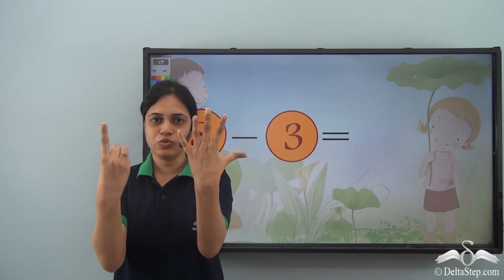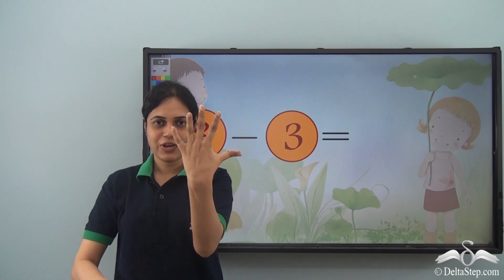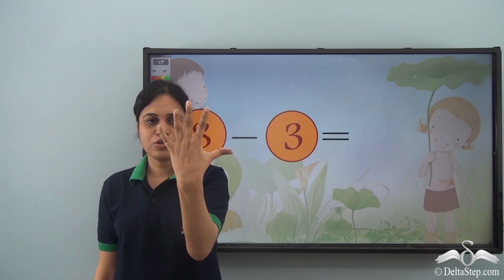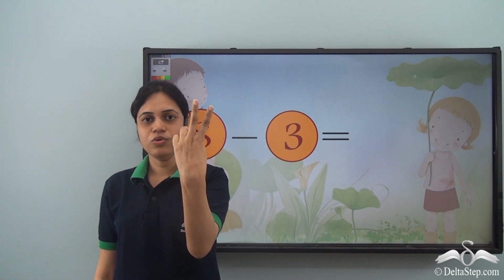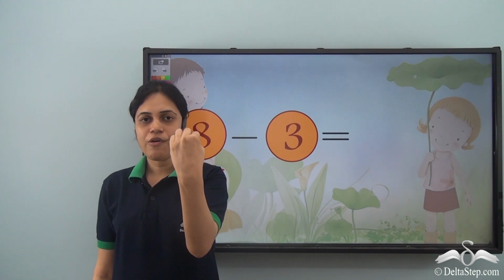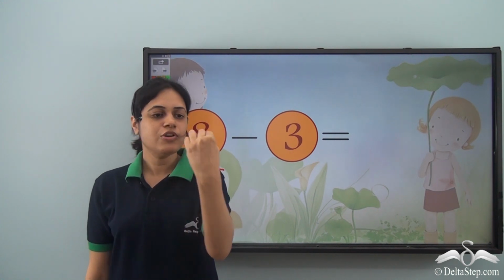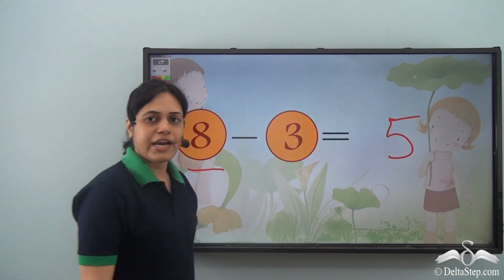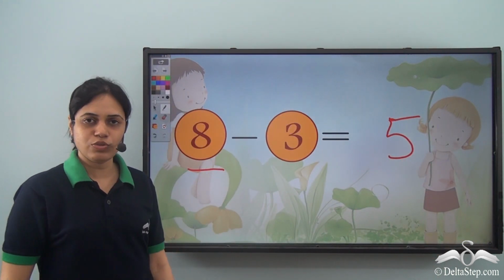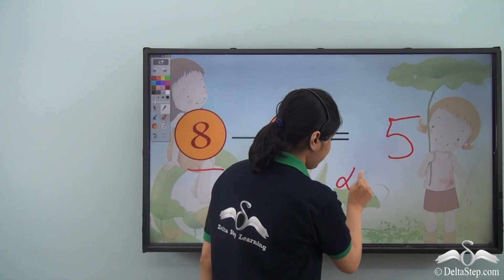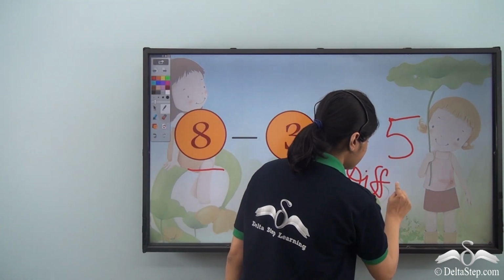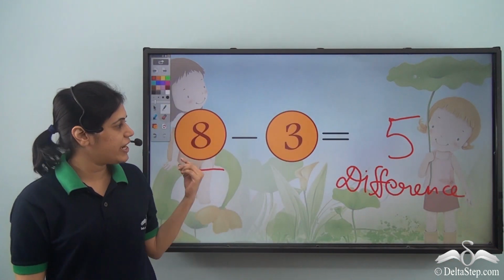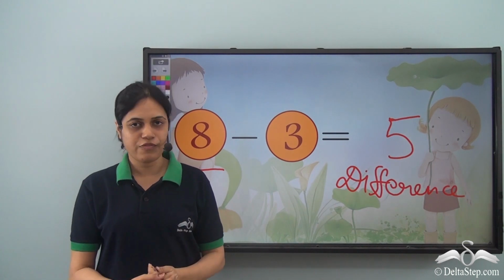1, 2, 3. Right? So how many fingers are left now? Let's count. 1, 2, 3, 4, 5 fingers are left. So the answer is 5. So 8 minus 3 is equal to 5. And this 5 is the difference. Right? So 8 minus 3 is equal to 5.